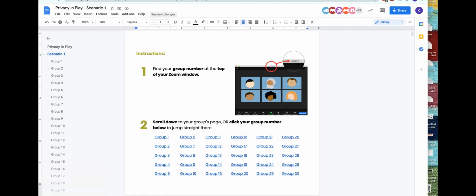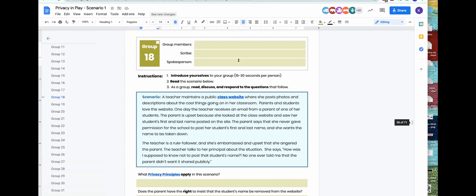So this one says 1, that means I'd be in group 1, and I would then click this guy to go to the group 1 page. If I was in group 18, I would click this and go to the group 18 page and type here so I'm not typing over other people's work.